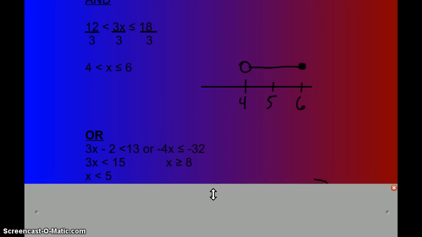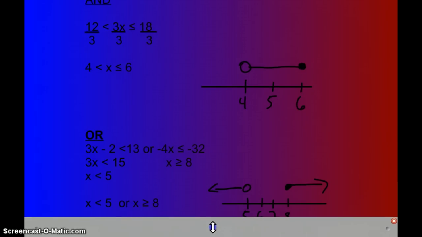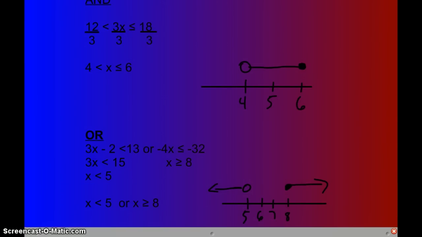On the right side, we have negative 4x is less than or equal to 32. We divide by negative 4, giving us x and 8, and again, we're in a situation where we have to flip our signs. We get x is greater than or equal to 8. For the or situation, when we go to make our graph, we have x is less than 5 or x is greater than or equal to 8. Because we don't have a limitation on an or situation, we have to graph them both. We graph the open circle at 5 with an arrow to the left and the closed circle at 8 with the arrow to the right.